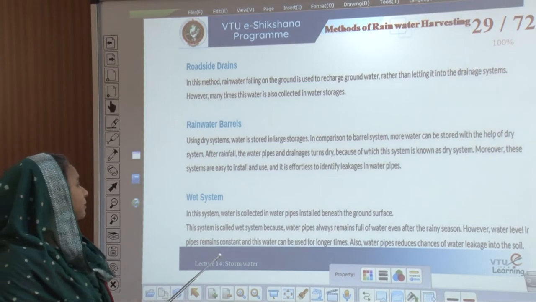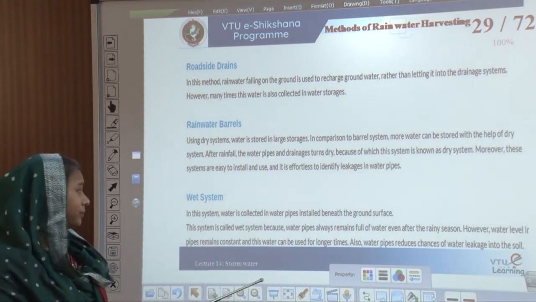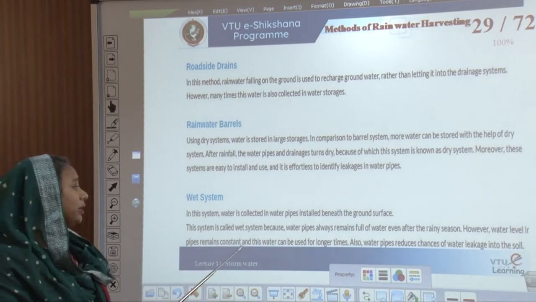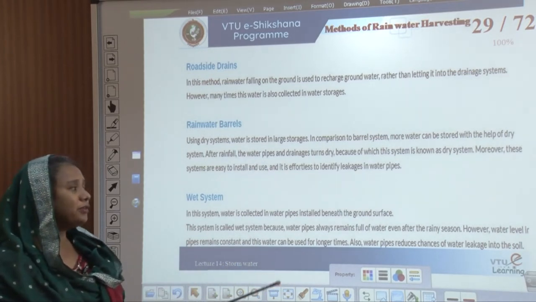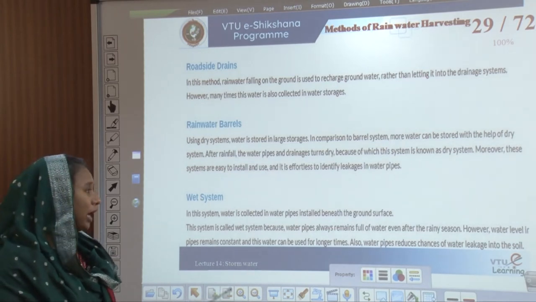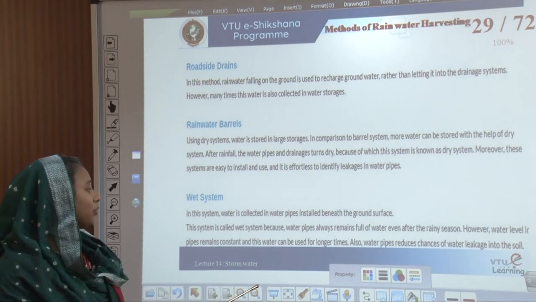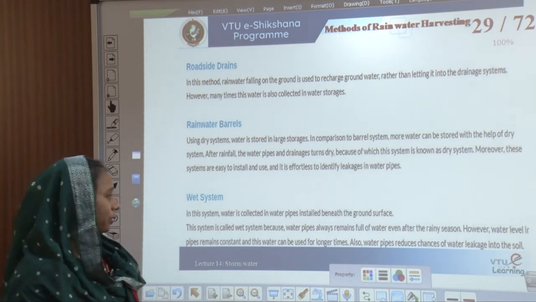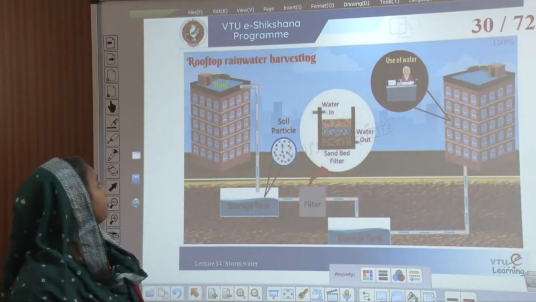In the wet system, the water is collected in pipes which are beneath the ground surface, and this system is called wet because all of the time the water pipes are full with water, even after the rainy season. However, the water level of the pipes remains constant and this water can be used for longer periods of time. Also, this reduces water leakage into the soil.